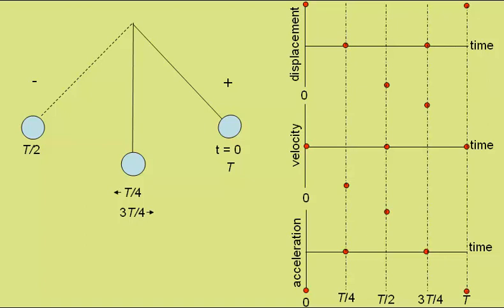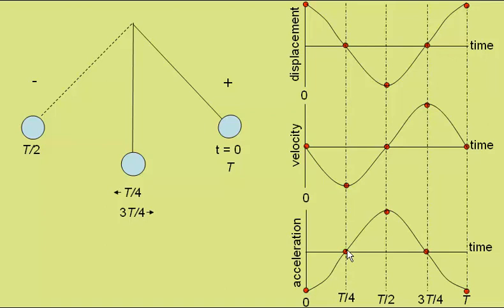Now we can join these points with a line for displacement, for velocity, and for acceleration. Velocity is found from the gradient of a displacement against time graph, and you'll see here the displacement line has 0 gradient and we have 0 velocity. Here we have maximum negative gradient, and here maximum negative velocity, and so on.